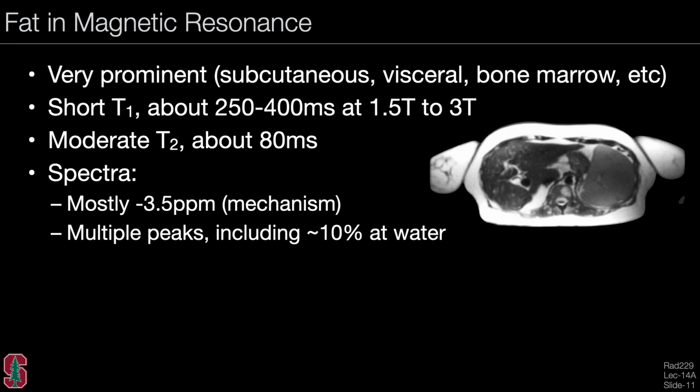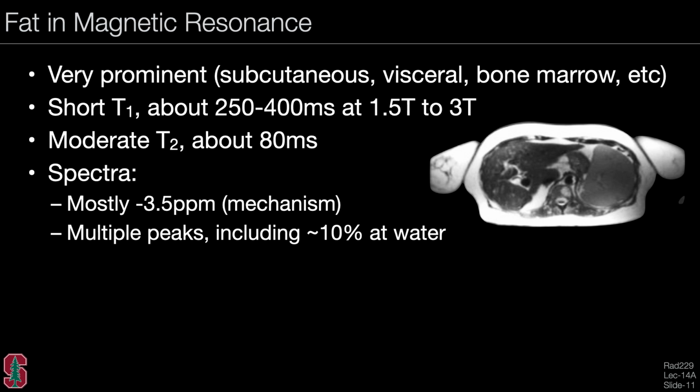And this means that the signal can be quite bright because of both fast recovery, but also persistence in T2 weighted imaging. The spectrum of fat, mostly there's a strong peak that's at minus 3.5 parts per million, which is 220 hertz below the water peak at 1.5 T and 440 hertz below the water peak at 3 T.